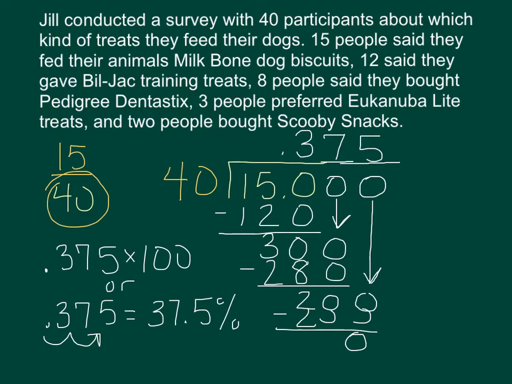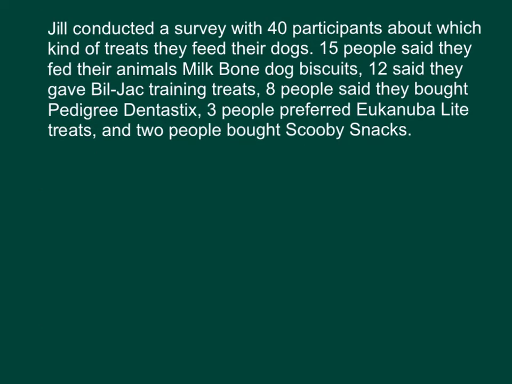So we can say in a complete sentence, 37.5 people preferred Milk-Bone dog biscuits. In the previous slide, we learned that 15/40 was equivalent to 37.5%. And we did that by dividing 15 divided by 40. So the 15 was our dividend and the 40 was our divisor.